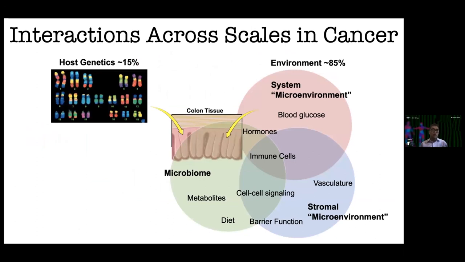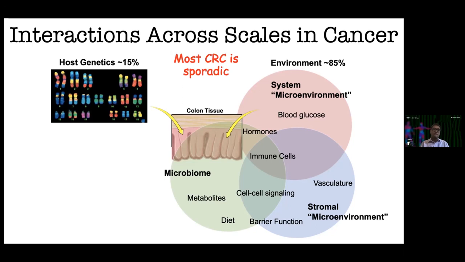And as we're learning all these factors that play into the carcinogenic process, the initiation, promotion, and progression of colorectal cancer, we're learning that host genetics probably plays something like 15% of the role, and that most of it is in fact something more mysterious in the 85% bucket that we call environment, which includes everything from how your body is interacting with your colon cells to the stromal microenvironment, the immune cells, the cell-cell signaling within your body, your exposure to toxins, and that includes the microbiome and the exposure through microbially produced toxins, metabolites, and diet, which we know affects your chances of colorectal cancer.